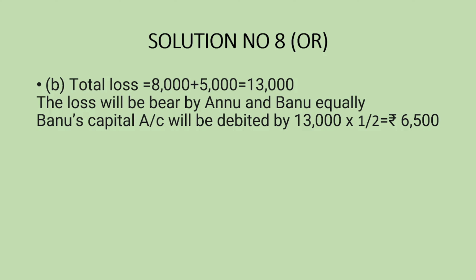Now the correct answer will be: the total loss amount is 8,000 plus 5,000, that is 13,000. So the loss will be borne equally by Anu and Banu, and Banu's account will be debited by 13,000 into 1 by 2, that is 6,500.